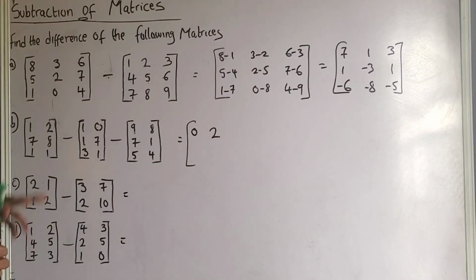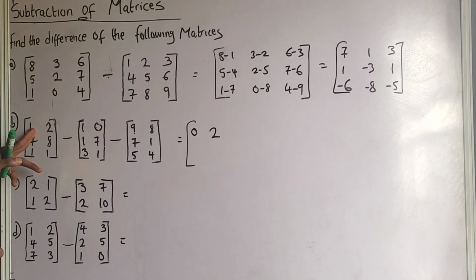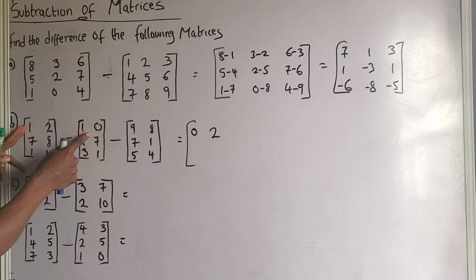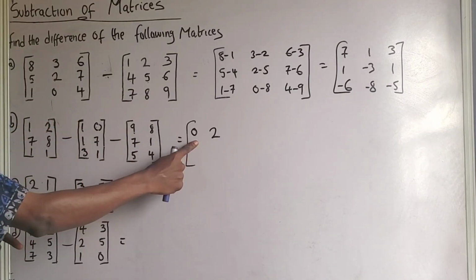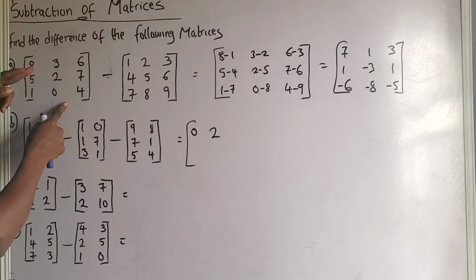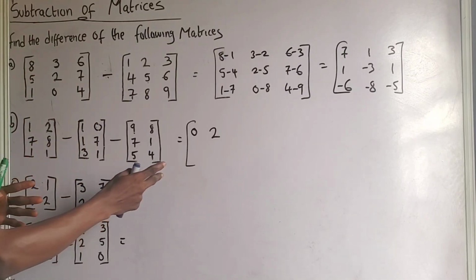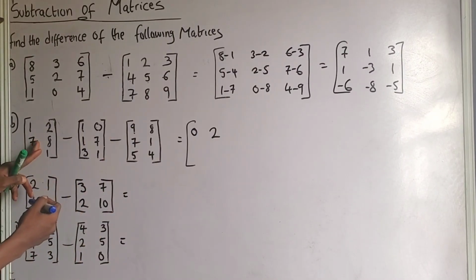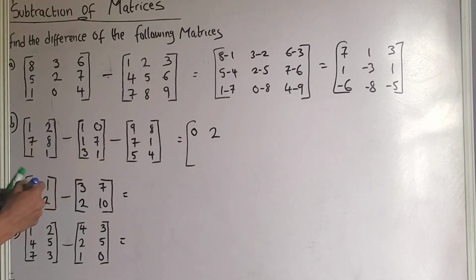The corresponding element to 1 in the second matrix is what? 1. So I'm going to have 1 minus 1. 1 minus 1 will give me 0. Are you getting it? Just like what I did in the previous examples, the same thing is what I'm trying to do here. Okay. So for this, I'm going to have 7 minus 1.